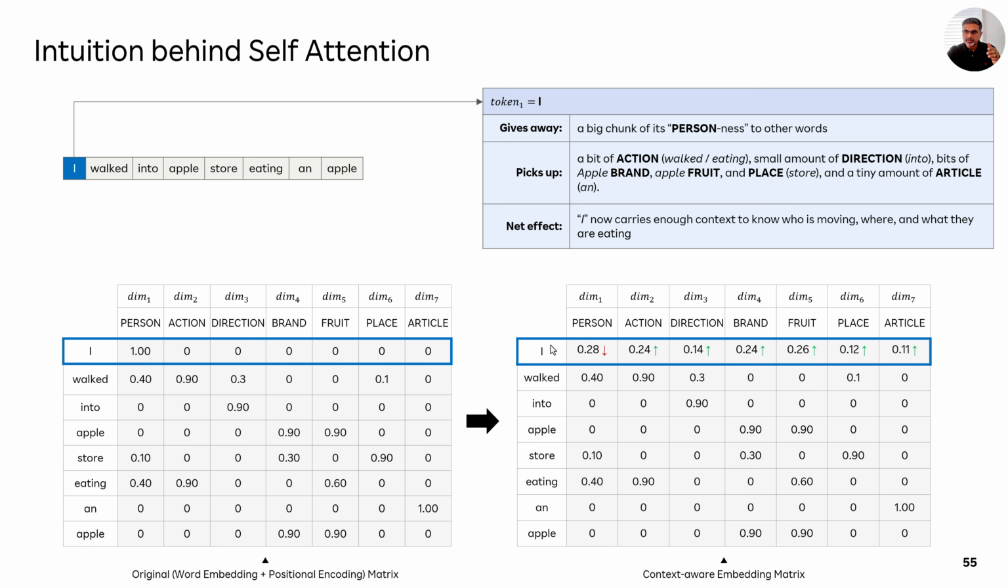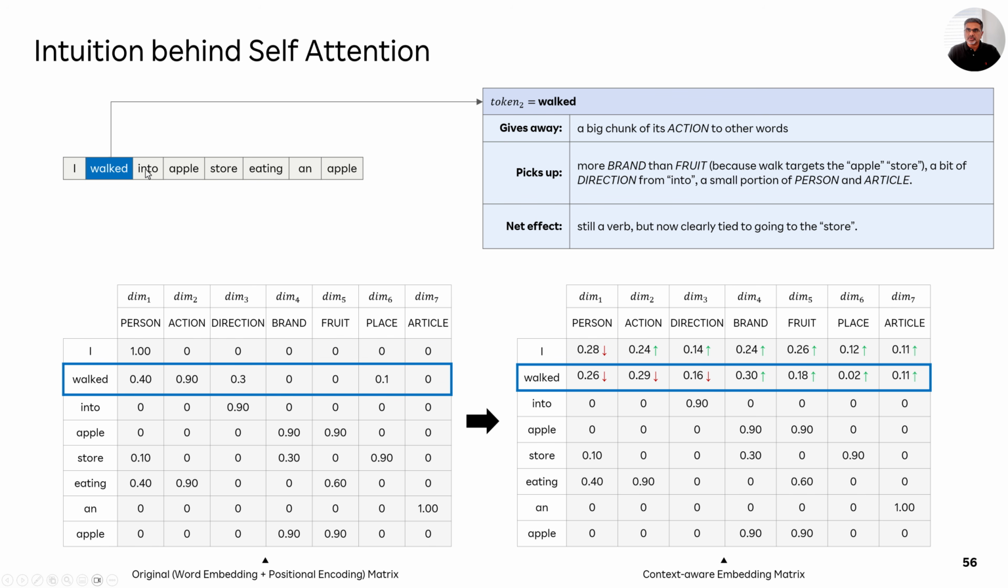Now, how you would make this modification is where the whole formula comes in, but we'll get there shortly. Let's do a few more words so that this idea becomes very clear. Let's go to the next token, which is walked, right? So you say, okay, for walked, for the feature dimension called action, there's a big value there because walking is an action. So I'm going to give away a big chunk of my action to the other words so that the other words know that, for example, the word I knows that it is walking, and the words Apple Store, those two words know that somebody's walking into it, right?